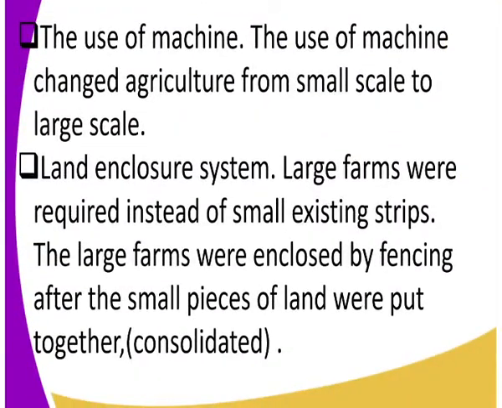The use of machines also changed agriculture from small scale to large scale. People could have 100 and plus acres, 1,000 acres. You can't use human labor. That can't happen. Now there was the use of machines. These made agriculture move from small scale to large scale.